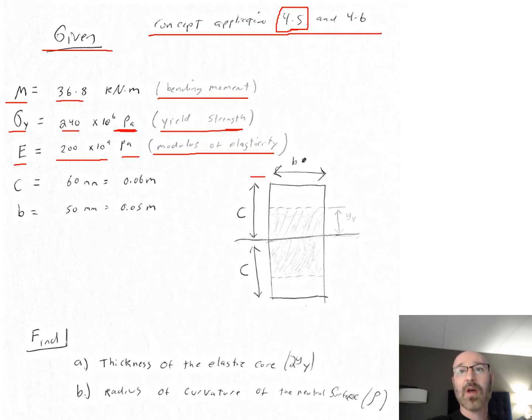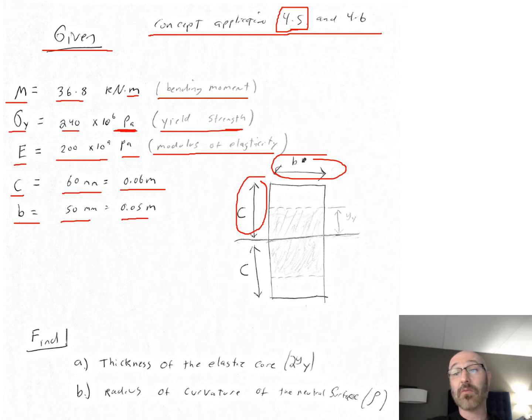Then we have our distance right here, our C value, 60 millimeters. Now I've gone ahead and converted this to meters because I realize everything else is going to be in meters as well. So this is 0.06 meters. And I've done the same thing for our width here, B. B was given to us as 50 millimeters, or 0.05 meters. Plug those in. Now the next step is to figure out what they asked us to solve for.